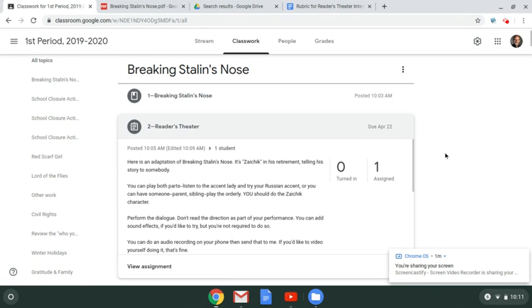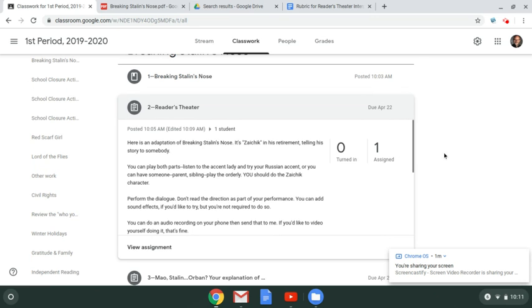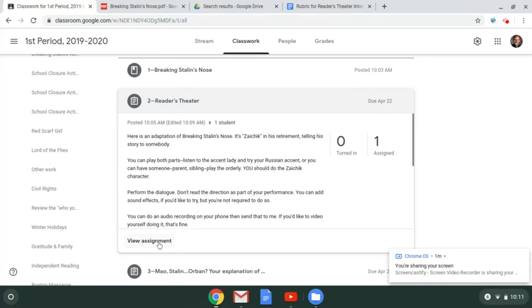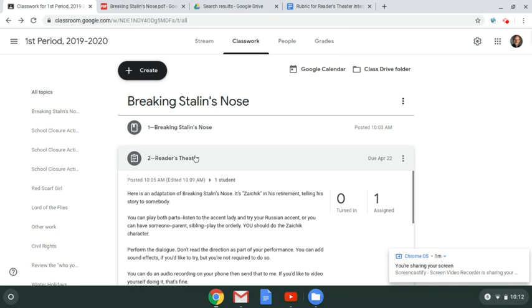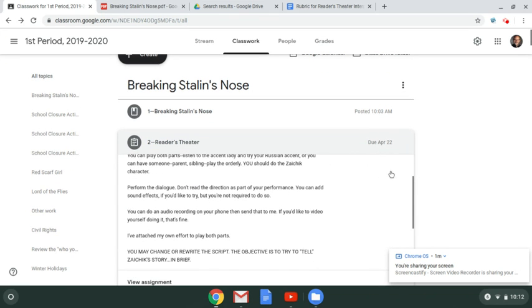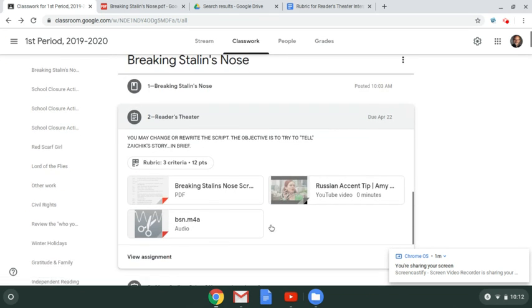Post number two is a reader's theater activity. I've written a script that I call Zychik in Retirement. Breaking Stalin's Nose script. It's two characters. Zychik is Russian, and then there's an orderly at a nursing home where he's retired.